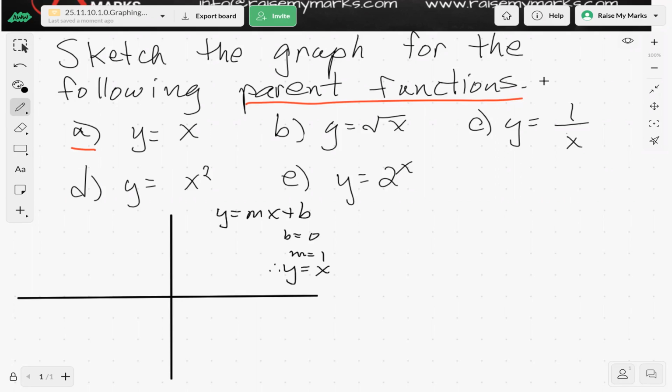Y equals x. And what does a line look like? Let's use a color. This particular line has y-intercept 0, x-intercept 0, and slope of 1. So it looks like this. Very, very simple. It goes through the origin. So that's our parent function for lines. Let's label that A.